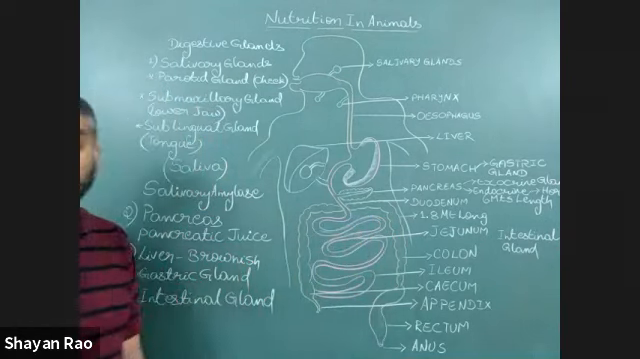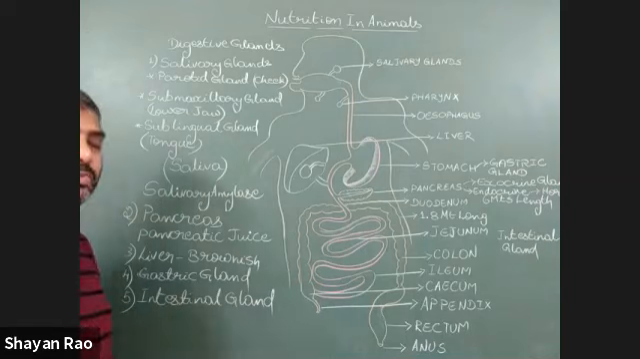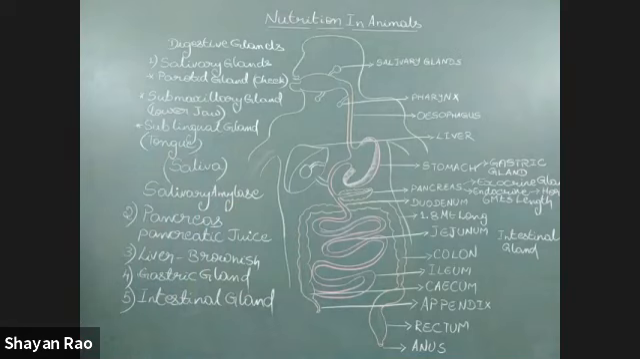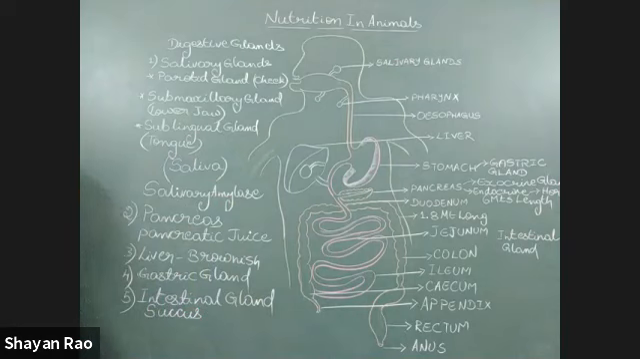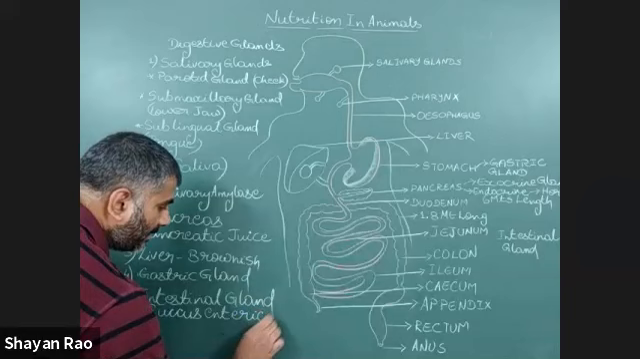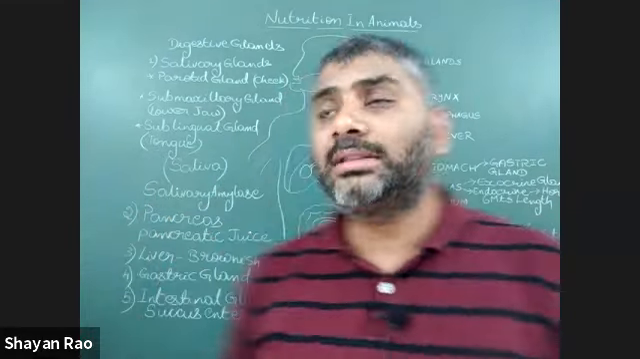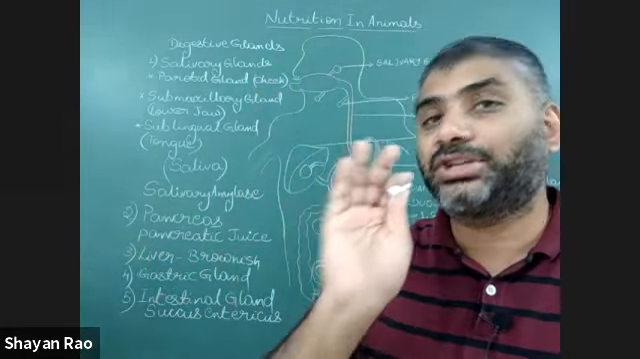So that intestinal gland is going to secrete a variety of juice, which we call intestinal juice. That intestinal juice has a specific name, which I was talking to you about, called succus entericus. So all these glands play a vital role in the digestion of the food.